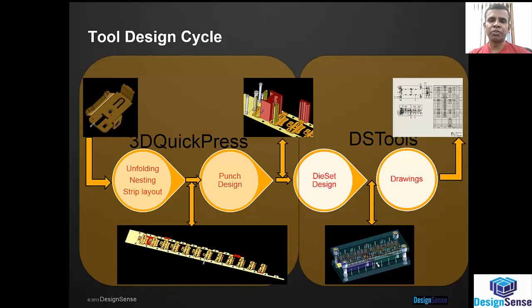So with DSTools, we take away both these complexities by providing easy choices to the user, as well as making use of the choices to generate the die sets and make decisions on the standard parts as well as the required die set sizes. And from this designed die set, the bill of material as well as the drawings are generated automatically. Now with this, let me go to the demo.